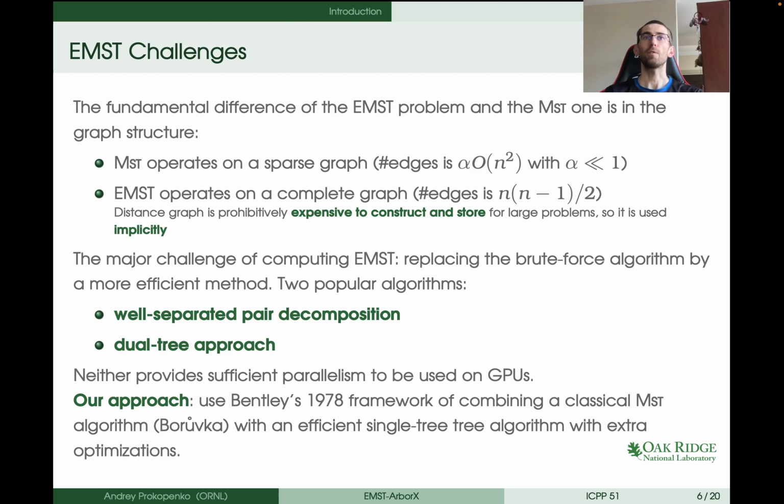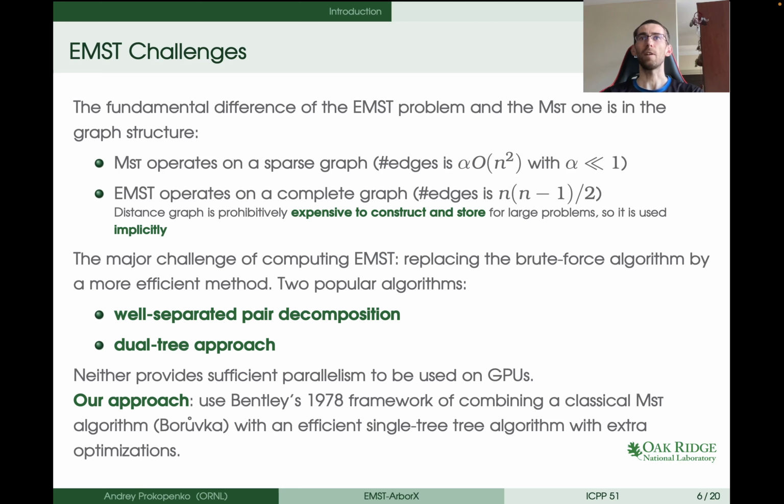The fundamental difference between regular MST algorithm and the Euclidean MST is in the graph structure. MST operates on a sparse graph, for example, Twitter connectivity graph or anything like that, where the number of edges is a very small fraction of the total possible number of edges. While Euclidean MST operates on the data points and on the complete graph where all the edges are present, so the number of edges is quadratic with respect to the number of points. Because of that requirement, this distance graph can only be stored implicitly for large data sets.